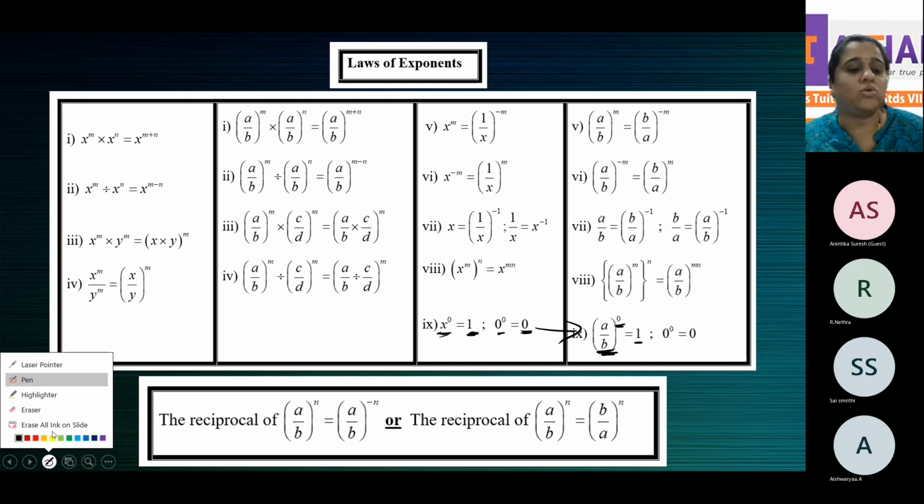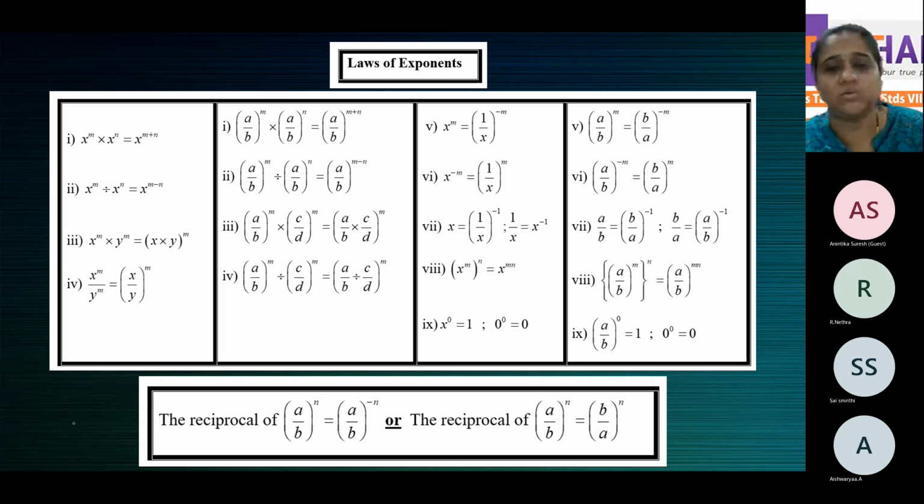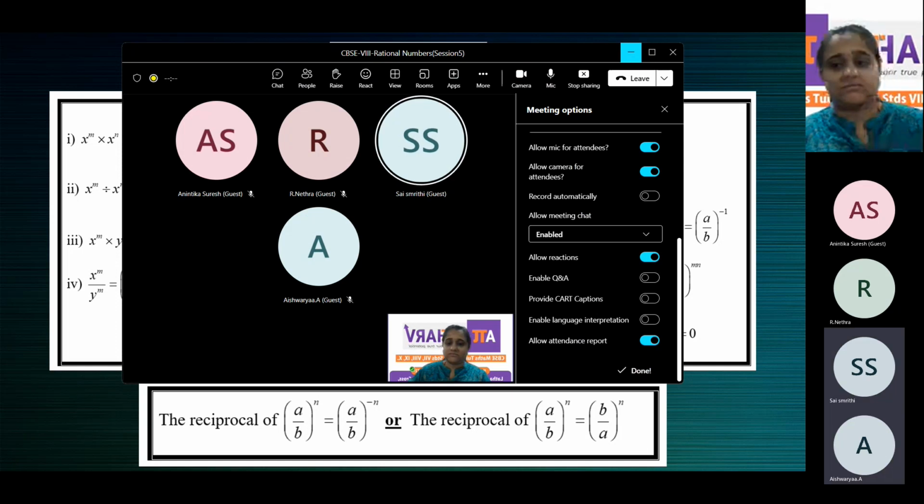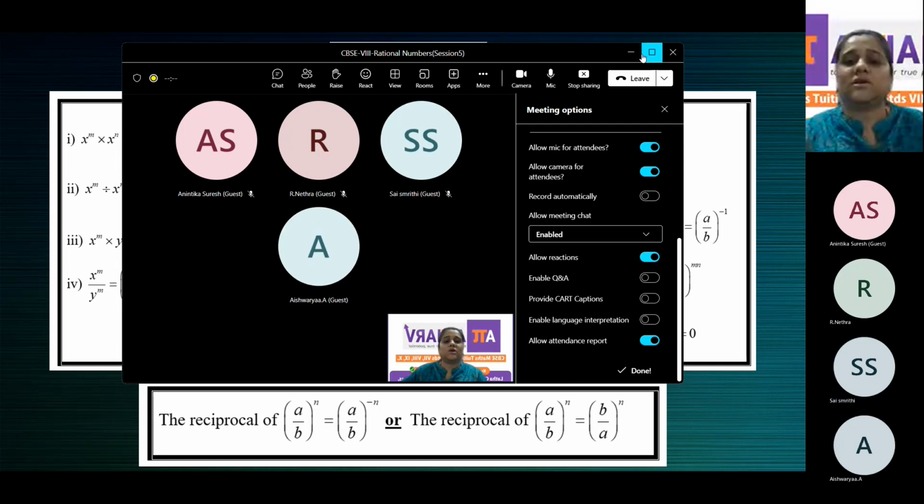So these are all the rules you will be using to solve any question in this chapter, exponents. If the rules are clear, the entire chapter is just like drinking water. Not hot water, cold water. Are we good to go with the exercise, children? Yes, ma'am. All right.